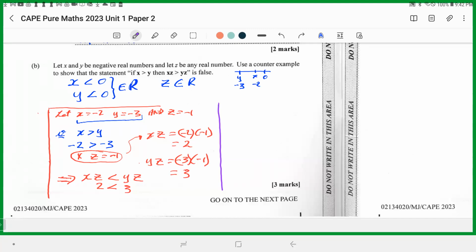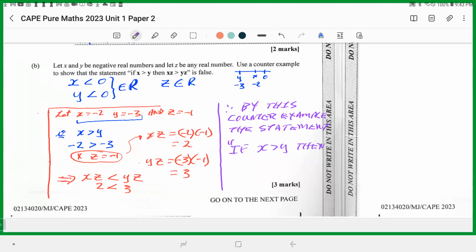All right. So we can say therefore, by this counterexample, the statement that says if x is greater than y, then xz is greater than yz, and it's where the x and y are negative enough.